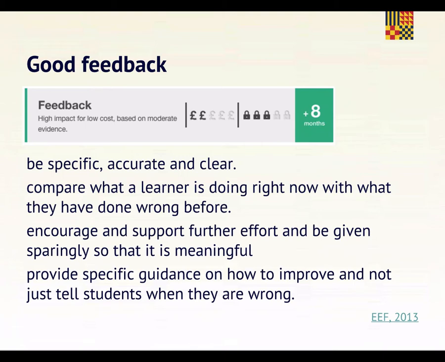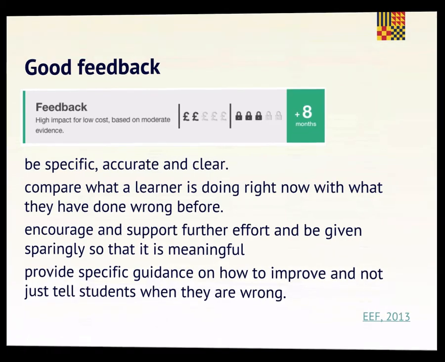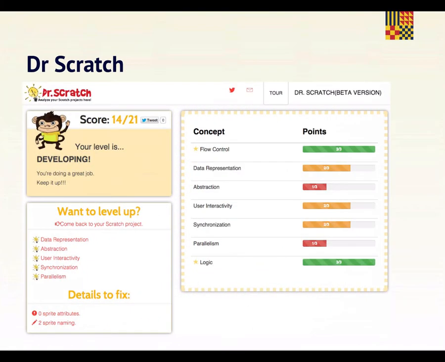Did they really split a class into two halves? You choose these children over here: I'm going to mark your books, you're going to get feedback. You guys, we're going to just see what happens if we don't give you any feedback on your learning. You can understand why there's a difference there. They give advice on what the feedback should be. Specific, accurate, clear. Compare what a learner is doing now with what they've done wrong before. Looking at the progress that is made and other things on the list there. You can mark their work.